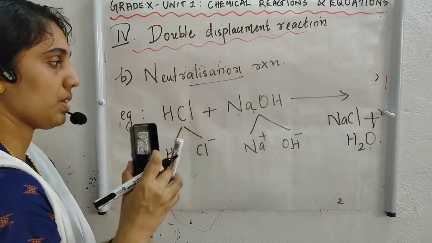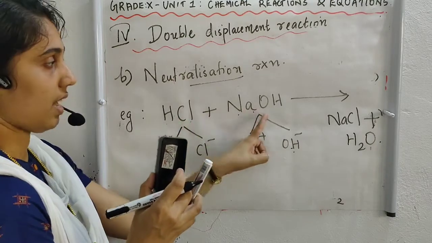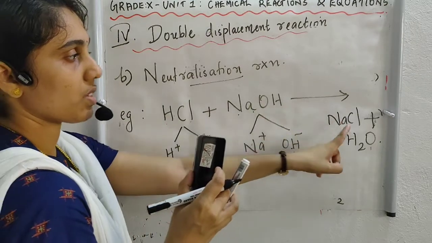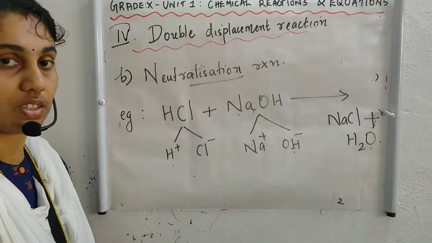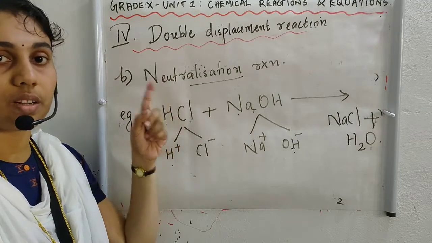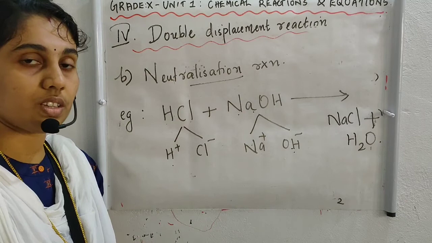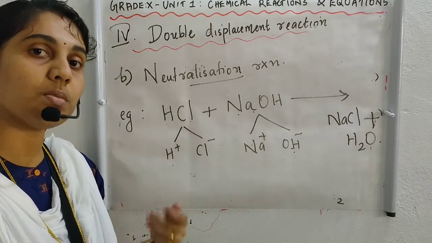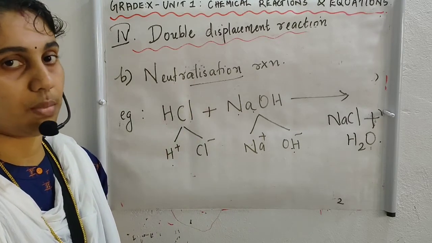Here a double displacement reaction is happening between an acid and a base. Acid and base react together to form salt and water, that we call a neutralization reaction. So I hope you understood what I mean by double displacement reaction. Those reactions in which two ionic compounds exchange their ions to form new products, that type of reaction we call a double displacement reaction.